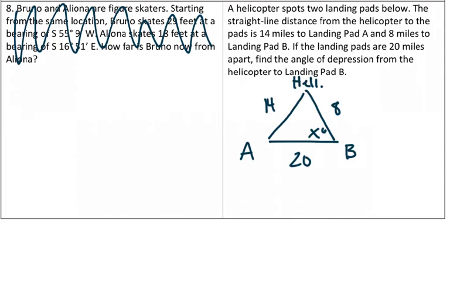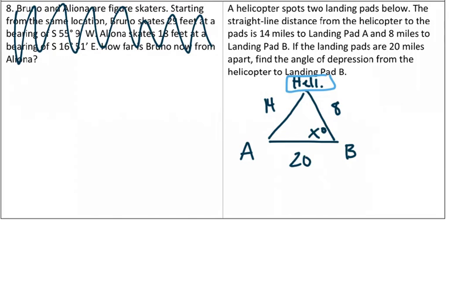Okay, so something like this. I just labeled this top little part, that's your helicopter. 14 miles to A, which is how I get 14 on that left side. 8 miles to B, which is how I get 8 on the right side. 20 miles from A to B, and we're finding the angle of depression from the helicopter to landing pad B. So that's how I got X down here. That looks a little weird. That's supposed to be X degrees.